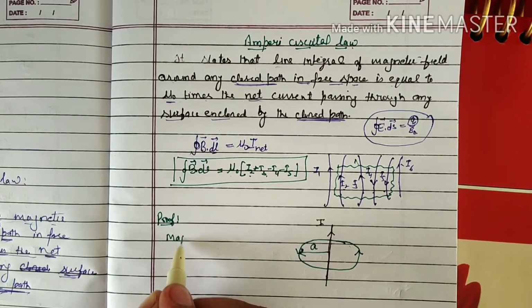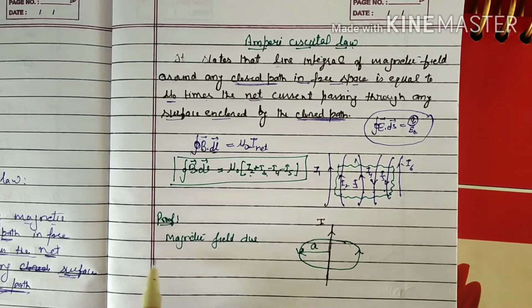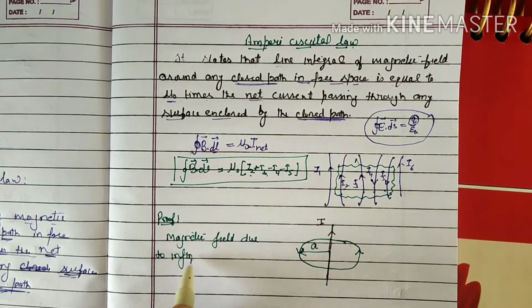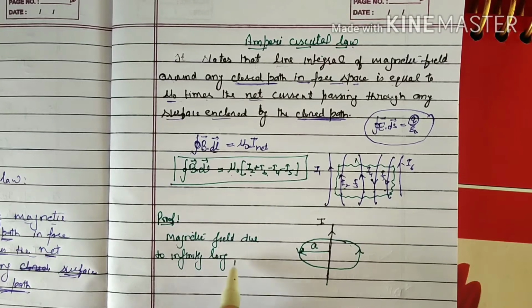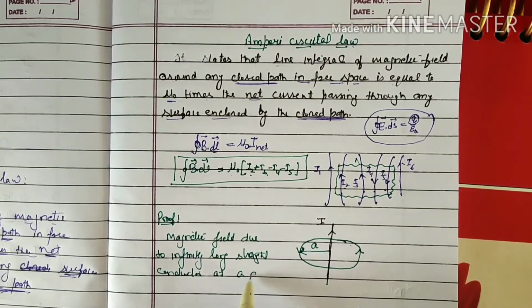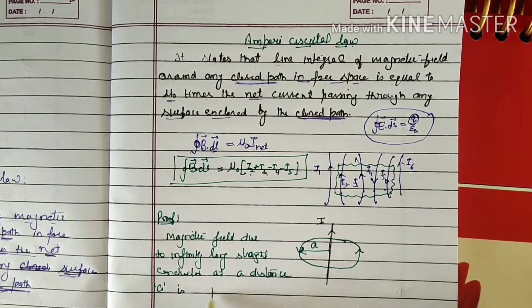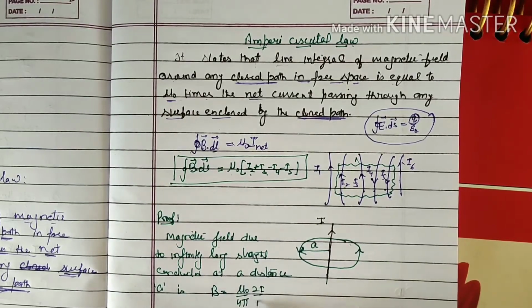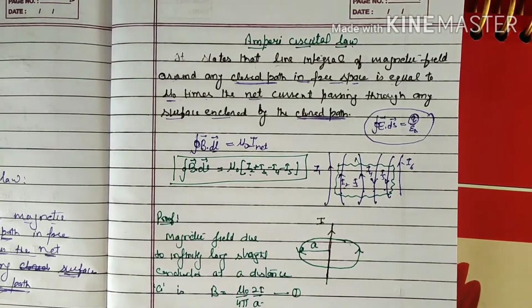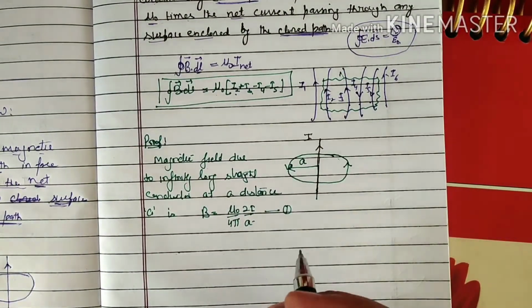So we know that the magnetic field due to an infinitely long straight conductor at a distance A is B equal to mu naught upon 4 pi times 2 I upon A. This is the magnetic field due to a straight current carrying conductor at point A. This formula we have to remember.